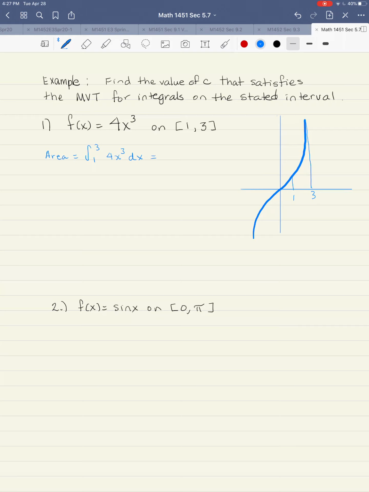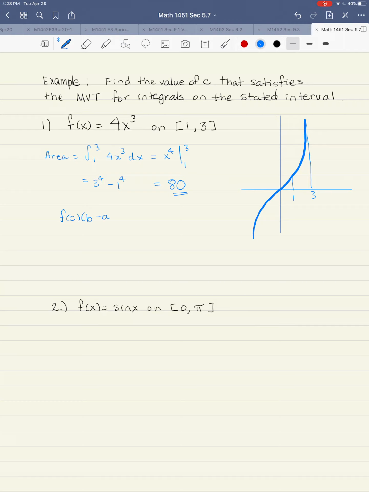The integral from 1 to 3 of 4x cubed. It's an easy integral to do. You add 1 to the power, divide by the new power. We just get x to the 4th because the 4's will cancel, from 1 to 3. Then you put the 3 in there: 3 to the 4th minus 1 to the 4th. 3 to the 4th is 81. 1 to the 4th is 1. So 81 minus 1 gives us an actual area of 80 square units.